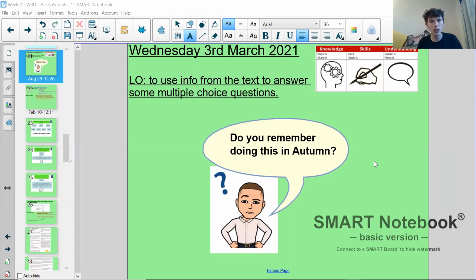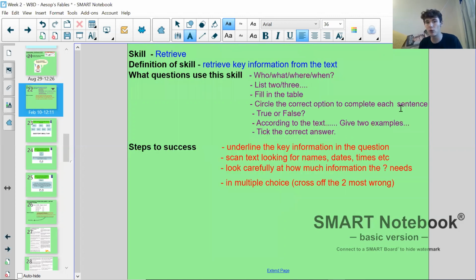So once again, our skill is retrieval with questions such as the multiple choice questions, which we're doing today. And our steps to success is to underline the key information in the question. Again, as I always say, scan the text, looking for the names and dates, just like yesterday, looking carefully at how much information the question is requiring from you. And then in a multiple choice is crossing off the two most wrong. Now, generally, this is the case. There are going to be times where there might not be two which you can cross off, but generally that does happen, okay? So we can keep an eye out for that.